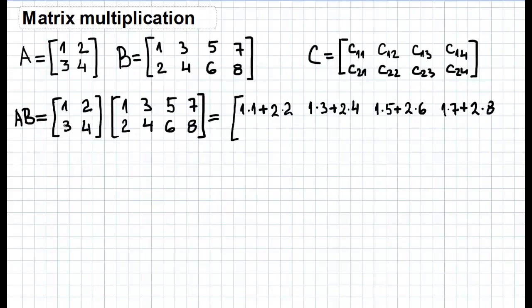Now we go to the next column, 3 times 1 plus 4 times 2. Then 3 times 3 plus 4 times 4. Then 3 times 5 plus 4 times 6 and 3 times 7 plus 4 times 8.